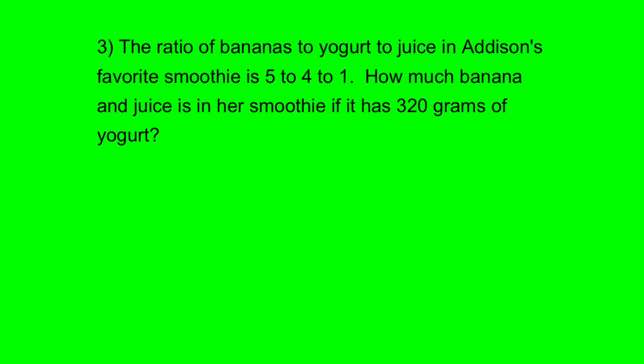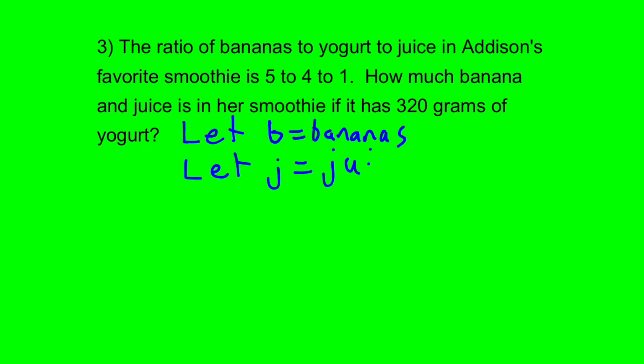So the question says how much banana and juice is in her smoothie if she has 320 grams of yogurt. So let's do let B equal bananas, and let J equal juice. And then the comparison we're making is bananas to yogurt to juice. So let's shorten that up a bit and say B to Y to J. And that ratio is given in the problem as 5 to 4 to 1.